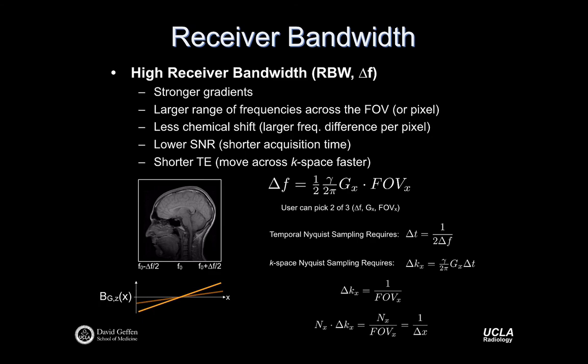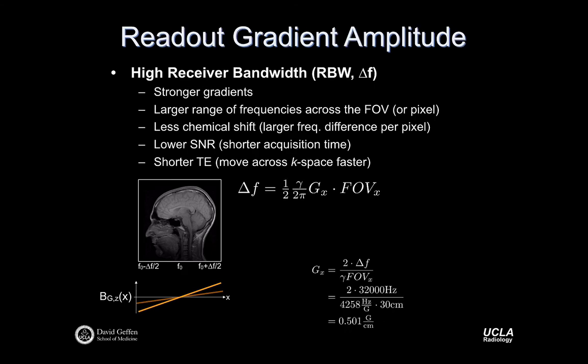If we define our delta X, which is a common thing to do on a system, and we define our number of encoding points, then we can work out what our delta K needs to be. Or if we define the number of encoding points and define our field of view, then it's natural to say that gives us a particular spatial resolution. So this would be the receiver bandwidth that we might choose on the system.